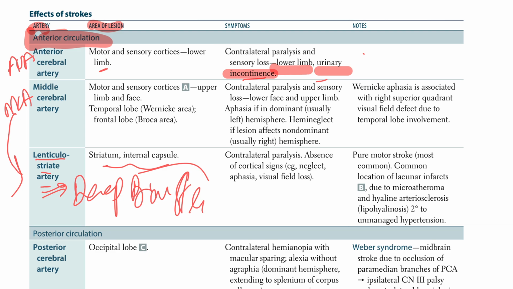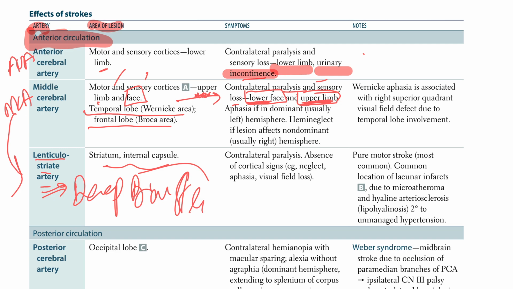Now look at the MCA. MCA, again, supplies the motor and sensory cortices, for example, of the upper limb and the face. So when it supplies that, you will see paralysis and sensory loss in the lower face. Again, important is lower face there, and an upper limb. So upper limb and lower face. MCA also supplies the temporal lobe Wernicke area and the frontal lobe Broca area.